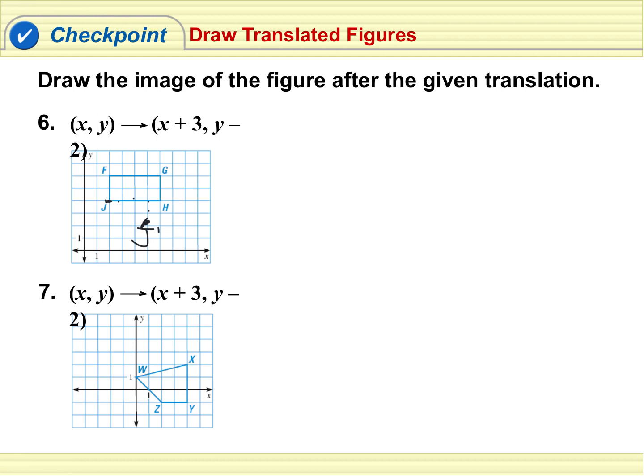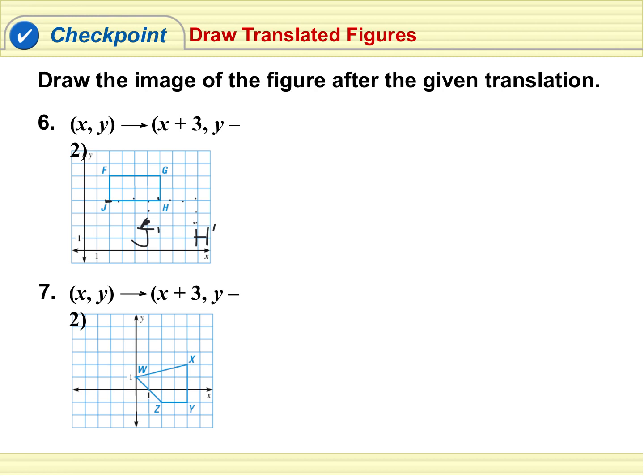Yep. So now H, I'm going to start at H. What's my first thing I need to do? X plus 3 means right 3. 1, 2, 3. Y minus 2? Down 2. 1, 2. H prime.